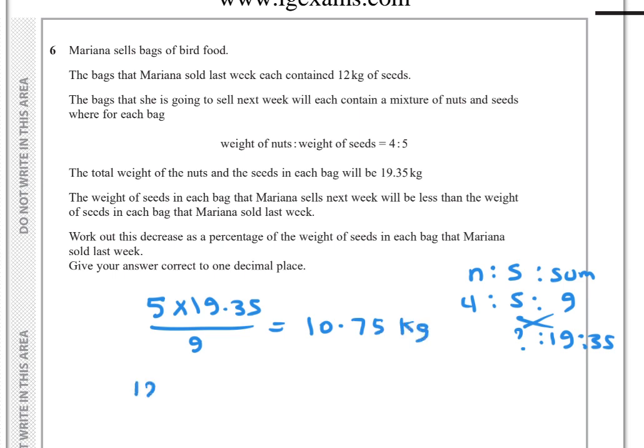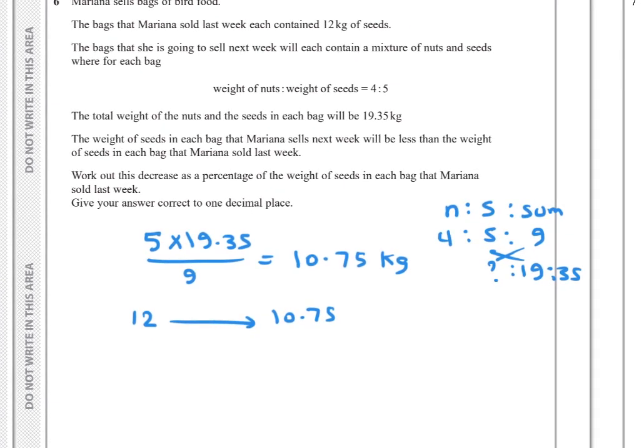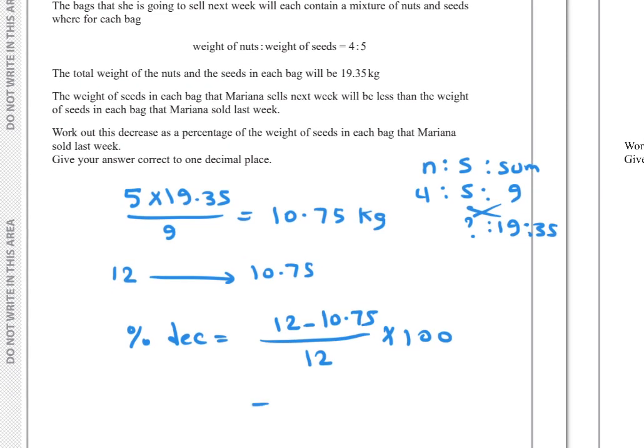Now it was 12 and becomes 10.75. We need to find the percentage decrease. So the percentage decrease equals the decrease, so we need to subtract 12 minus 10.75, over the original, which is 12, times 100, equals 10.4% to one decimal place.